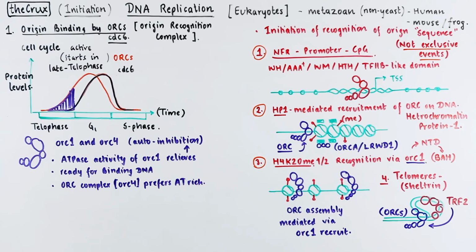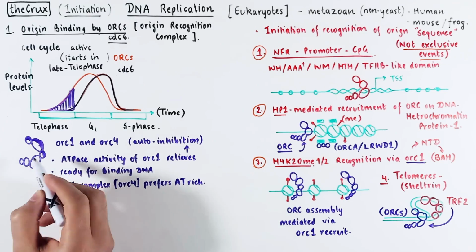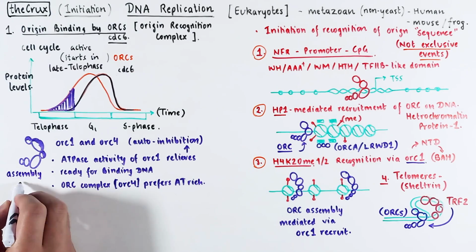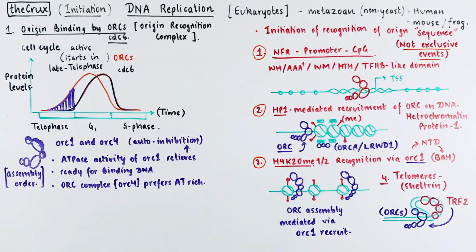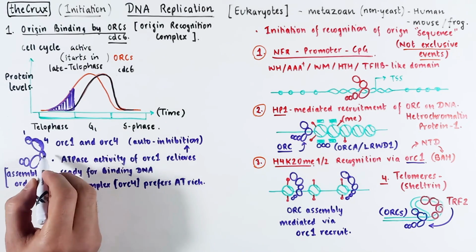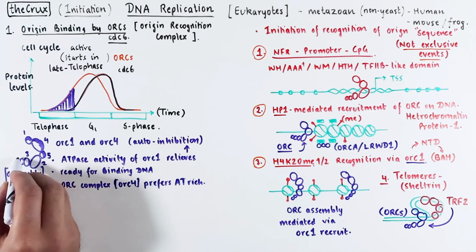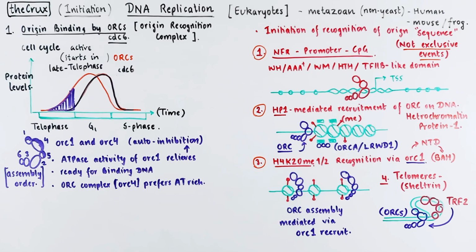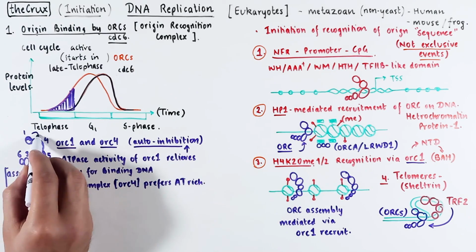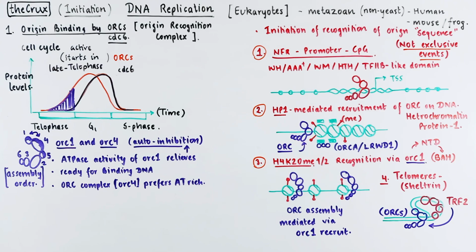Also, within the complex, there is an assembly order of proteins, which means that certain ORC proteins are next to each other in this ring shape. You don't have to remember this, but here is the order. Notice that these two autoinhibitory proteins are next to each other in the assembly order. I just wanted to give you an insight into the fact that these things happen for a certain reason.